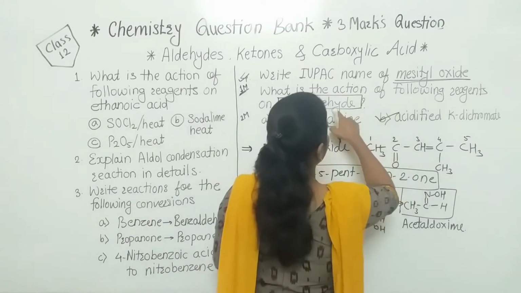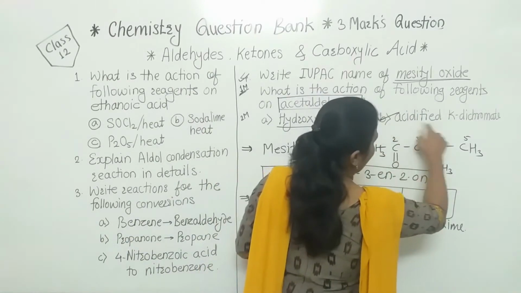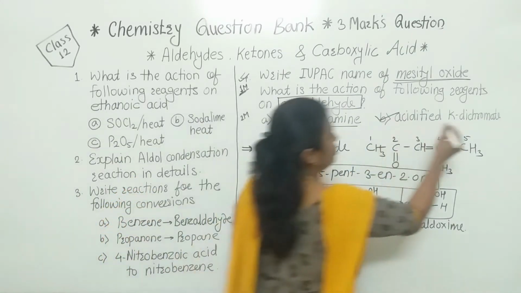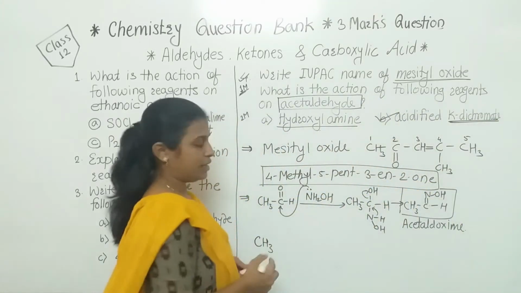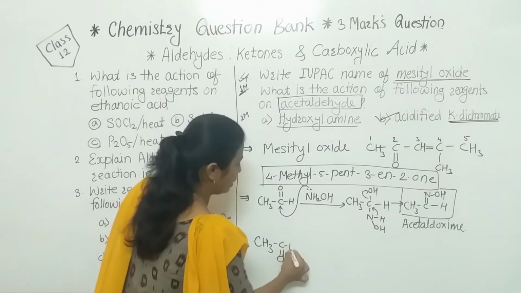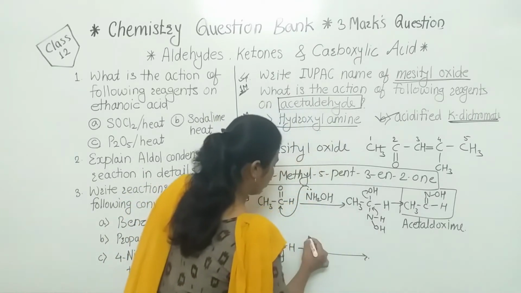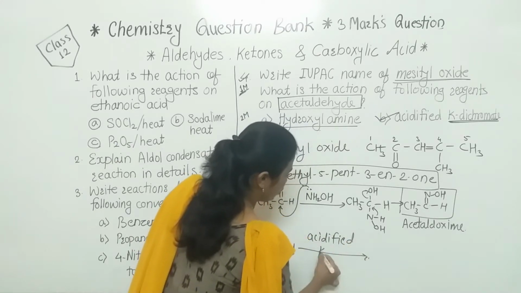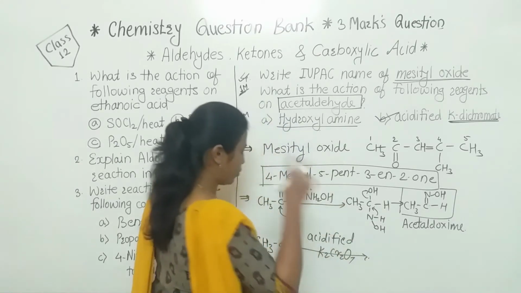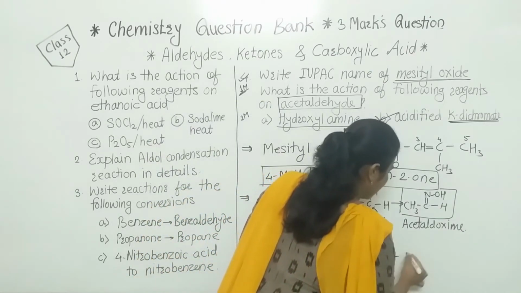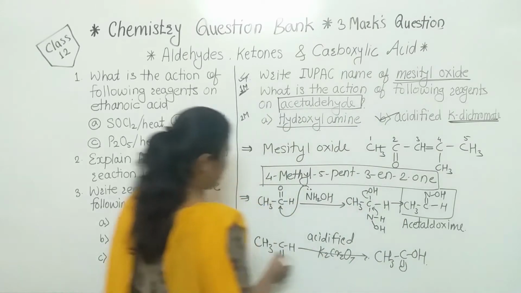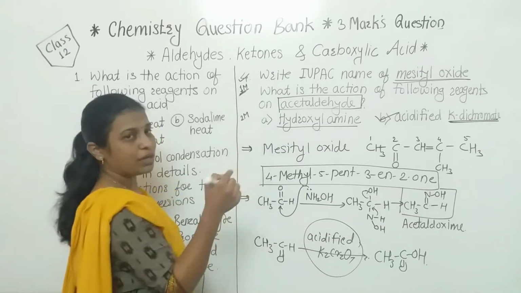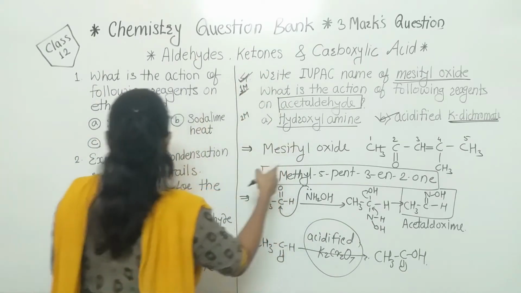Next one is the reaction of acetaldehyde with acidified potassium dichromate. Potassium dichromate is the oxidizing agent, and it converts that aldehyde group into the acid. So what will be the product? See, acidified K2Cr2O7, that is potassium dichromate. Then we will get here acetic acid, and this is the conversion of this one into this by using this reagent. So here we have completed the next 3 marks question also. Now we will discuss the next one.